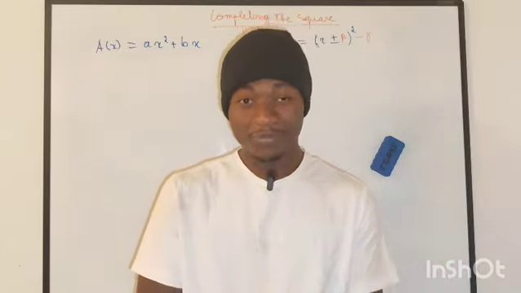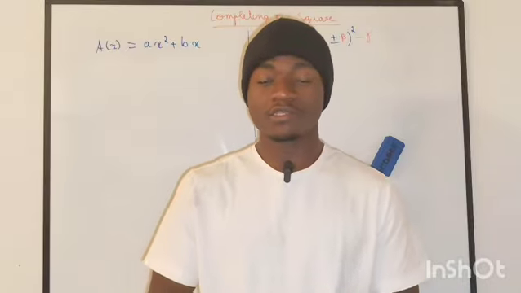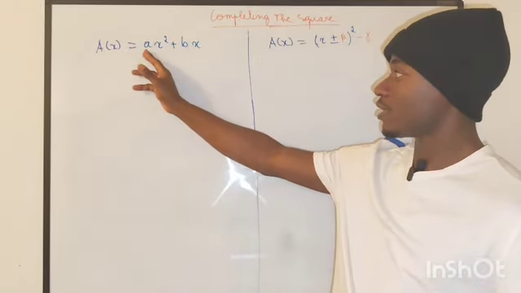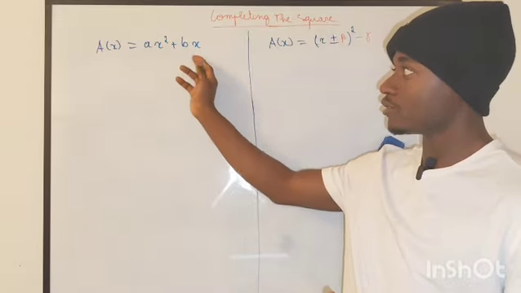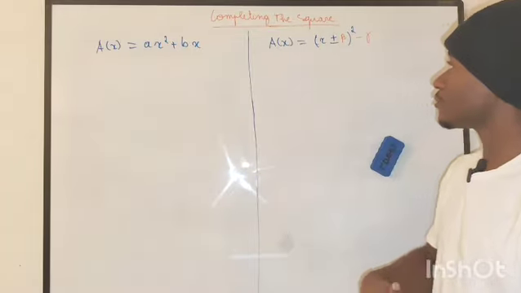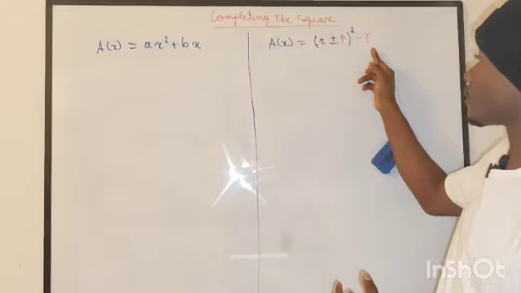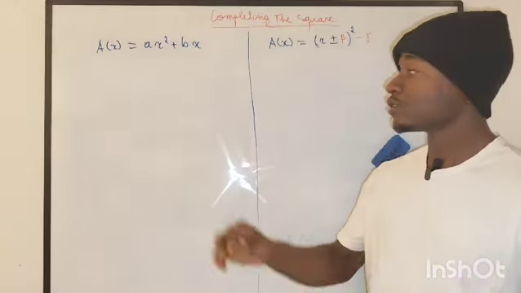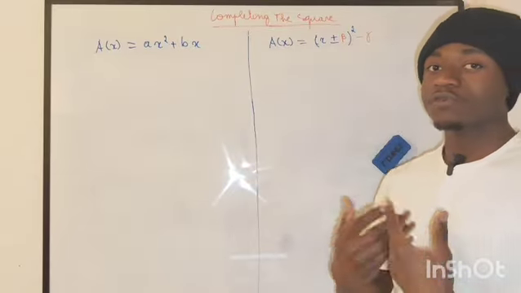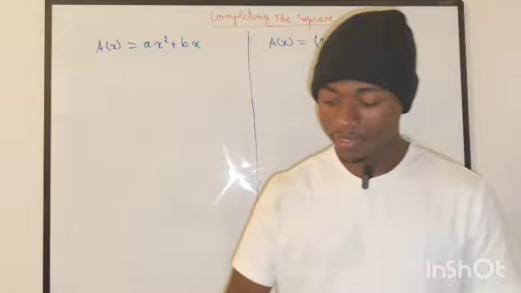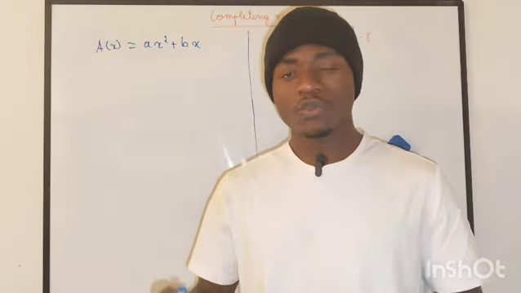With completing the square, the main idea here is, for a specific expression, f(x) equals ax squared plus bx, to find some numbers or some values, beta and gamma, that allow us to write f(x) in another form that looks pretty like a perfect square. There are different steps that we'll be following.